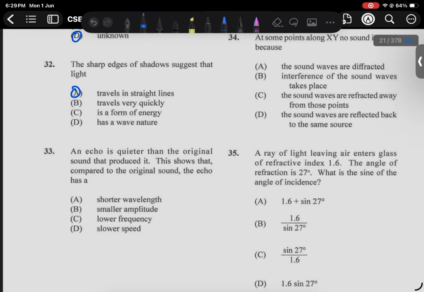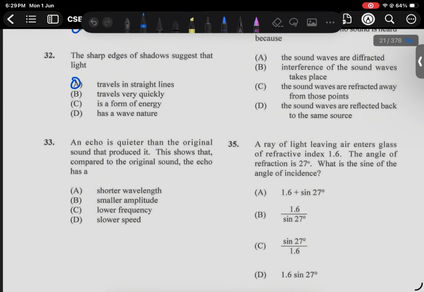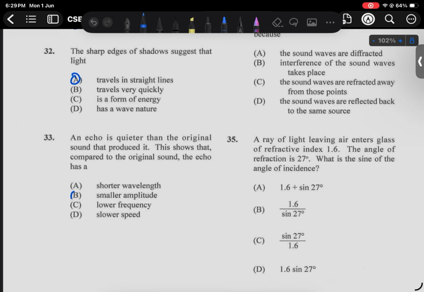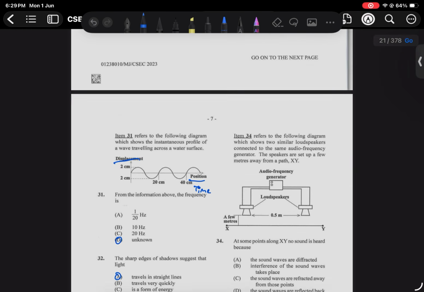An echo is quieter than the original sound that produced it. This shows that compared to the original sound, the echo has a lower, smaller amplitude. Amplitude has to do with loudness.